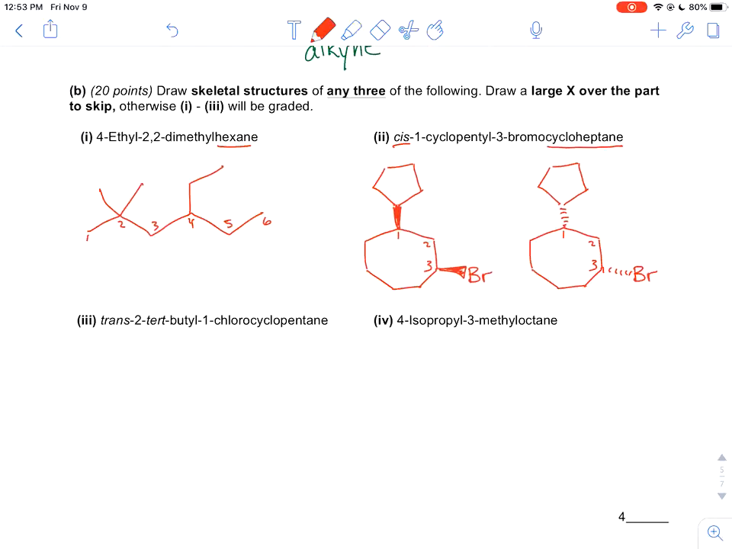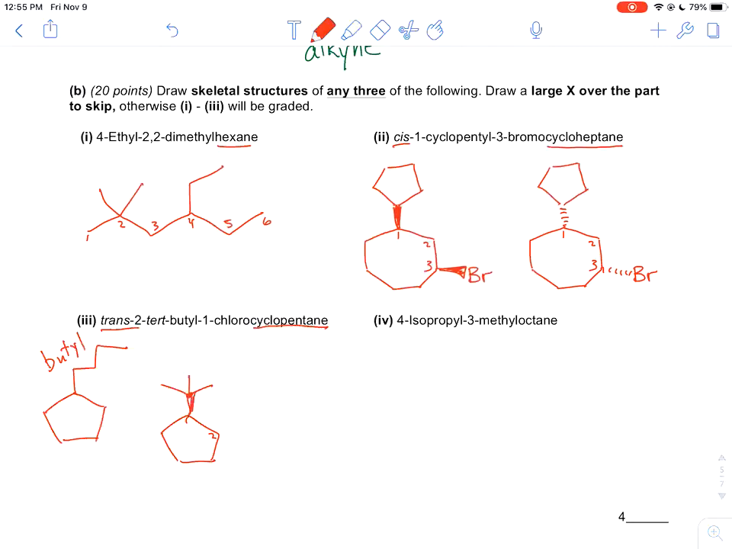Next, fluorocyclopentane is our parent. 1, 2, 3, 4, 5. We have substituents on carbons 1 and 2 that are trans or opposite. We have a tert-butyl group, which is 4 carbons total, but it's a tertiary carbon. Well, it's not really a tertiary carbon in the middle, but the group itself, this carbon has 3 carbons attached away from the ring. So this is a tert-butyl group as opposed to a regular butyl group. If it had been a 5-membered ring with a regular butyl group, it would look like that. So tert-butyl is an isomer of a butyl group or of butane.